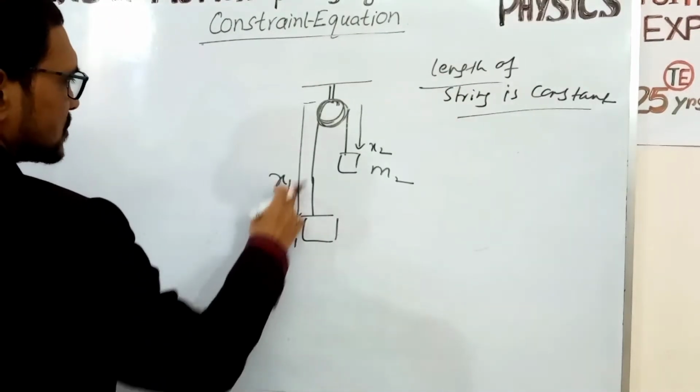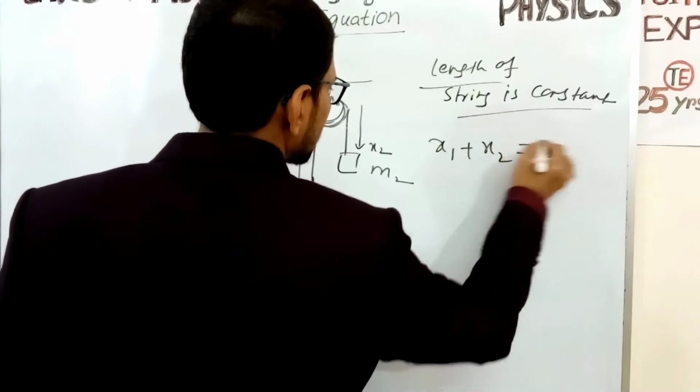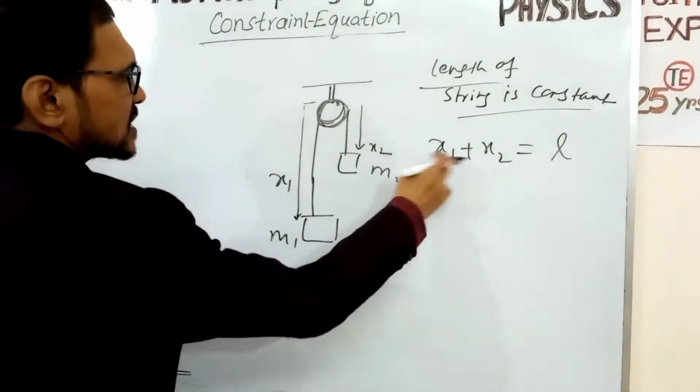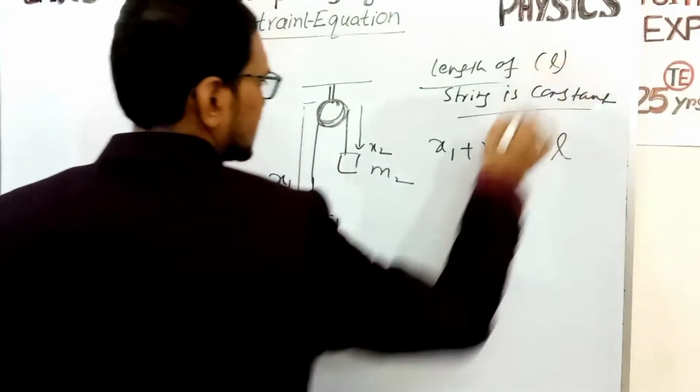Now suppose this is x1 and this is x2. So what is the relation between x1 and x2? x1 plus x2 combines to the length of the string. So x1 plus x2 equals L, where L is the length of the string.